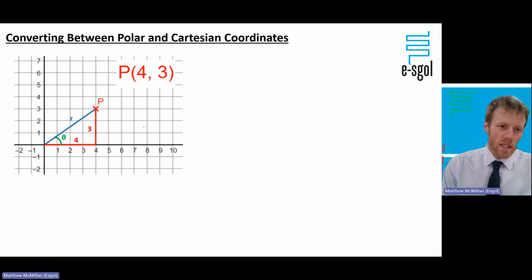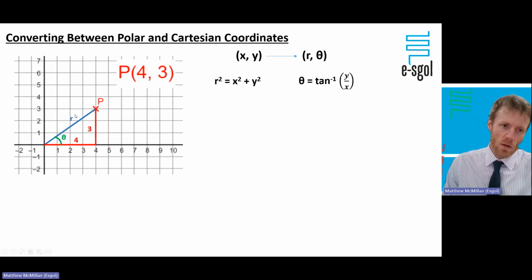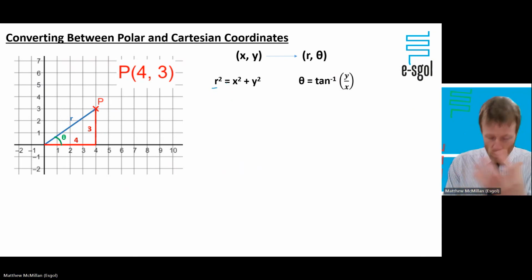Now, what we need to be able to do is convert from one to the other. So I need to take my 4 and 3, 4 units along and 3 units up, and turn it into the r and the theta. Because you're all doing further maths at A-level, you should find that relatively straightforward. r is just Pythagoras, so r squared is x squared plus y squared, and theta is the inverse tan of the opposite over the adjacent, so y over x. We're very often looking to get r squared in these situations because it allows us to use x squared plus y squared.